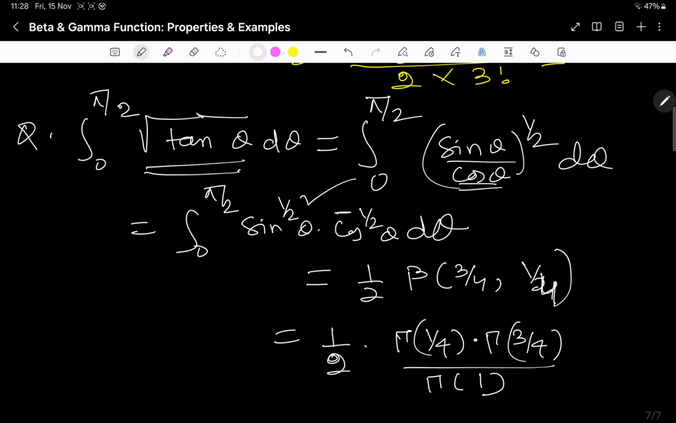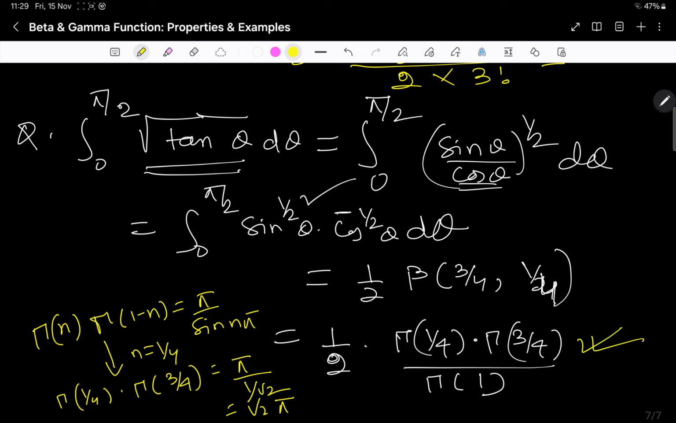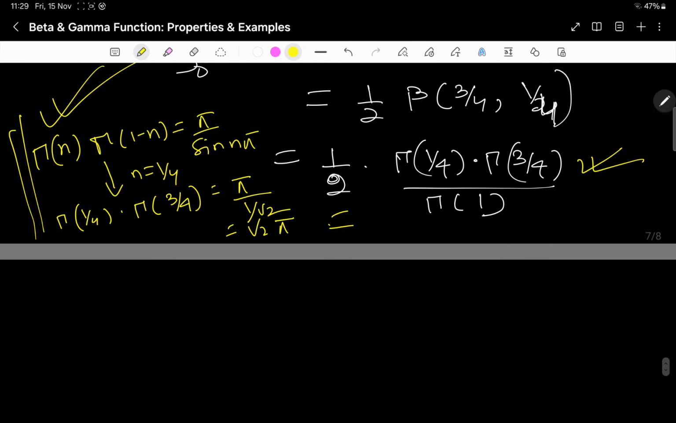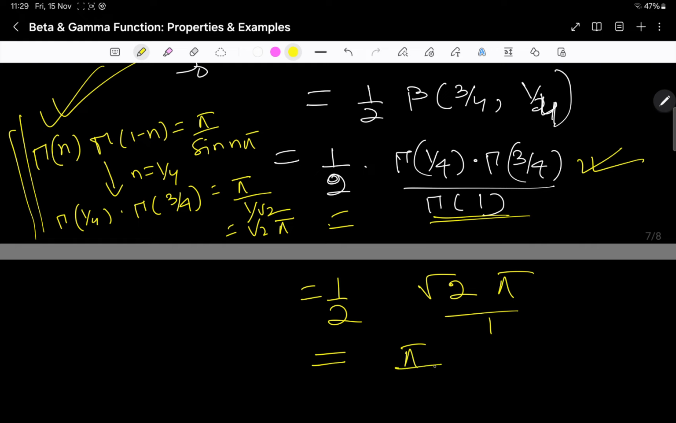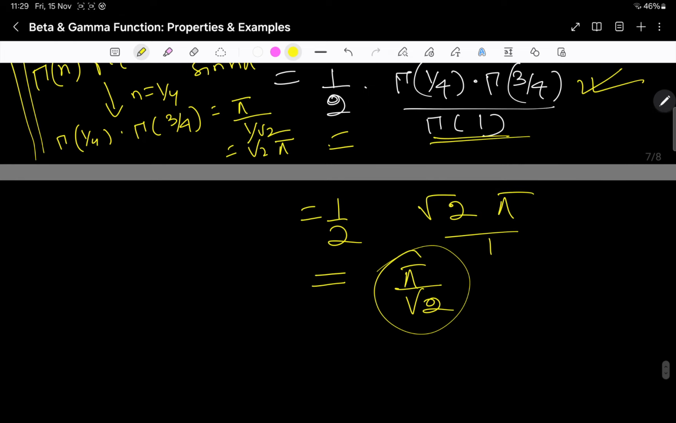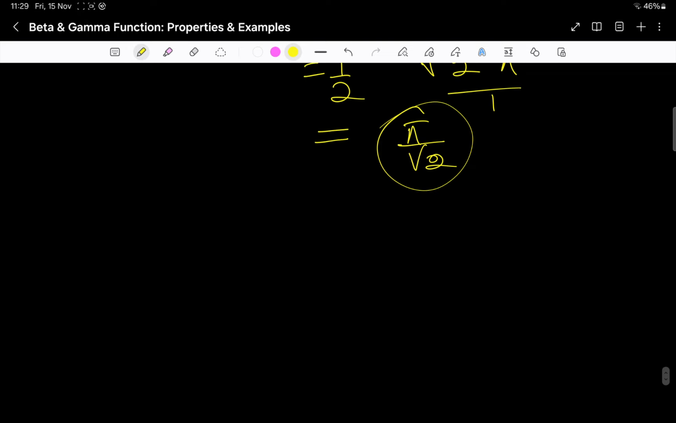Already I have told you earlier the properties of gamma function, how to overcome it. So what is this value? So this value is now half, this is root over of 2 pi, and gamma of 1 is 1. So this will be pi by root 2. So you see how easy it is to evaluate this complicated integral by using the beta function and gamma function.